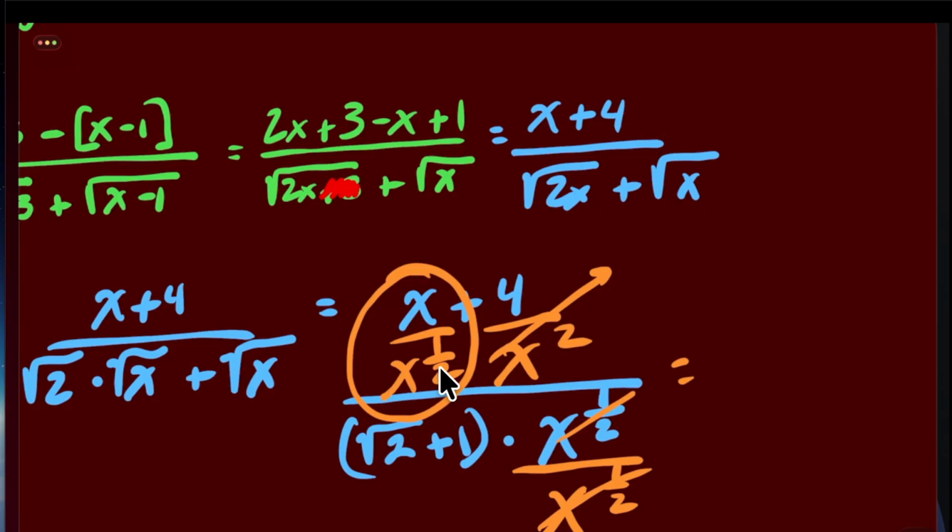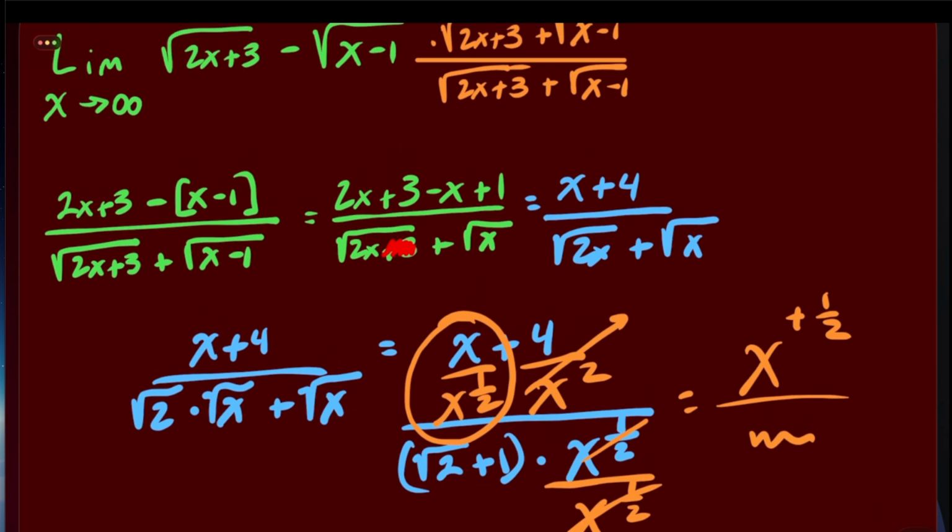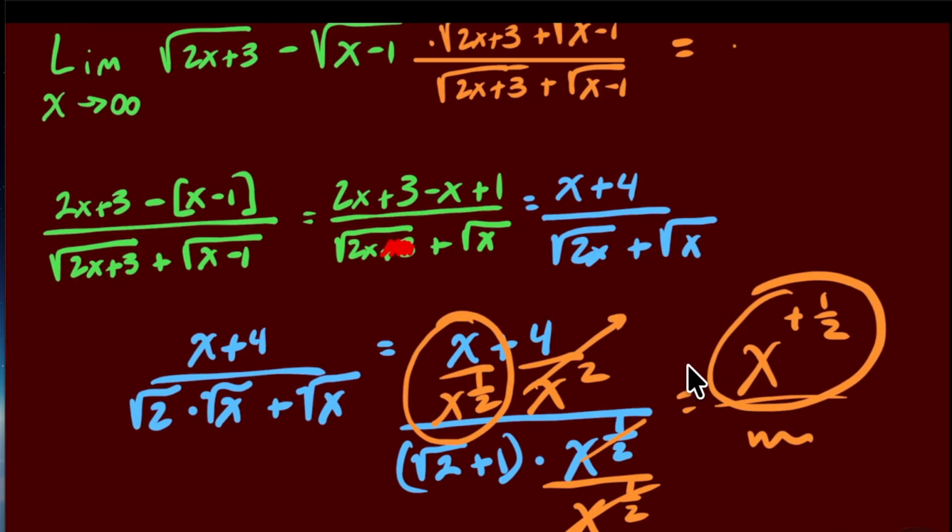If we bring that x to the 1/2 to the numerator, we end up with x to the 1/2 on top, and then we have this coefficient on the bottom, which really doesn't play a role. So now if we go ahead and plug in infinity to this numerator, the overall limit is going to be infinity.